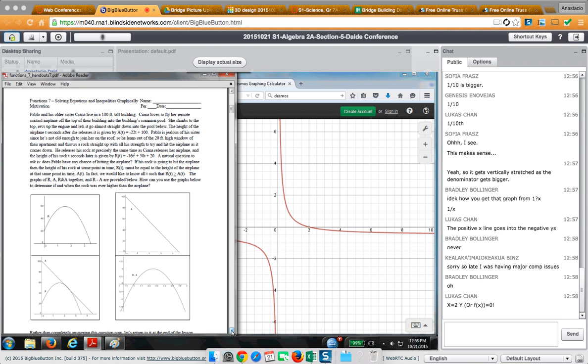Oh, by the way, the height of the airplane t seconds after its release is -22t plus 100. Pablo is jealous since he's not old enough to join her on the roof, and so he leans out of a 20-foot-high window and throws a rock. He releases the rock at precisely the same time that Sienna releases her airplane. The height of the rock t seconds later is given by this equation.